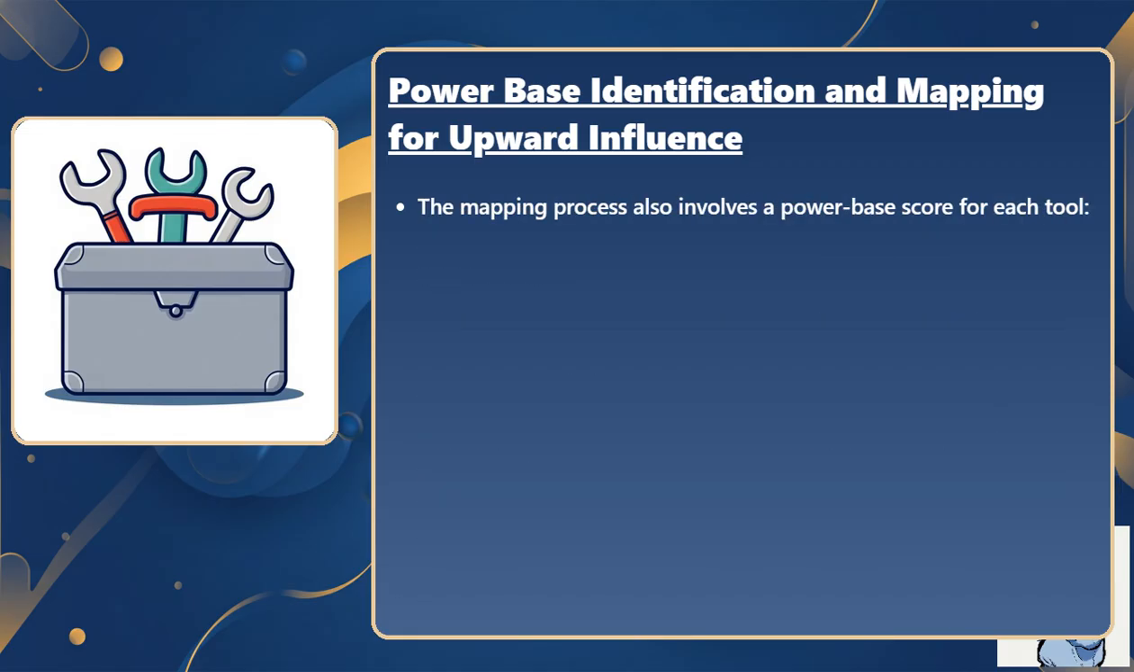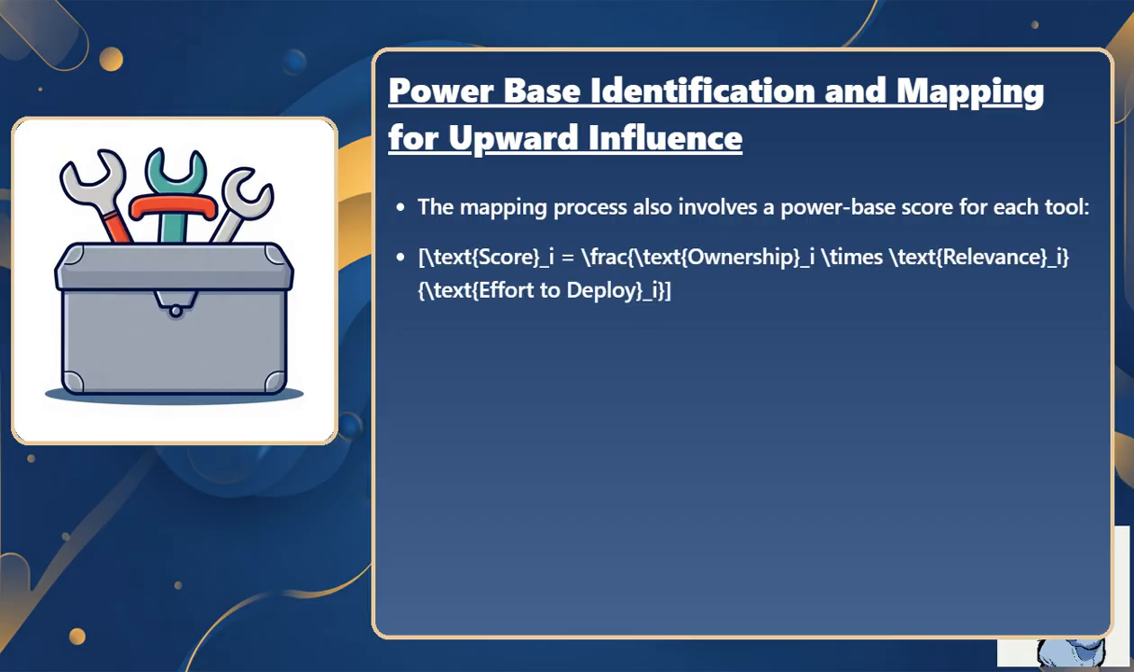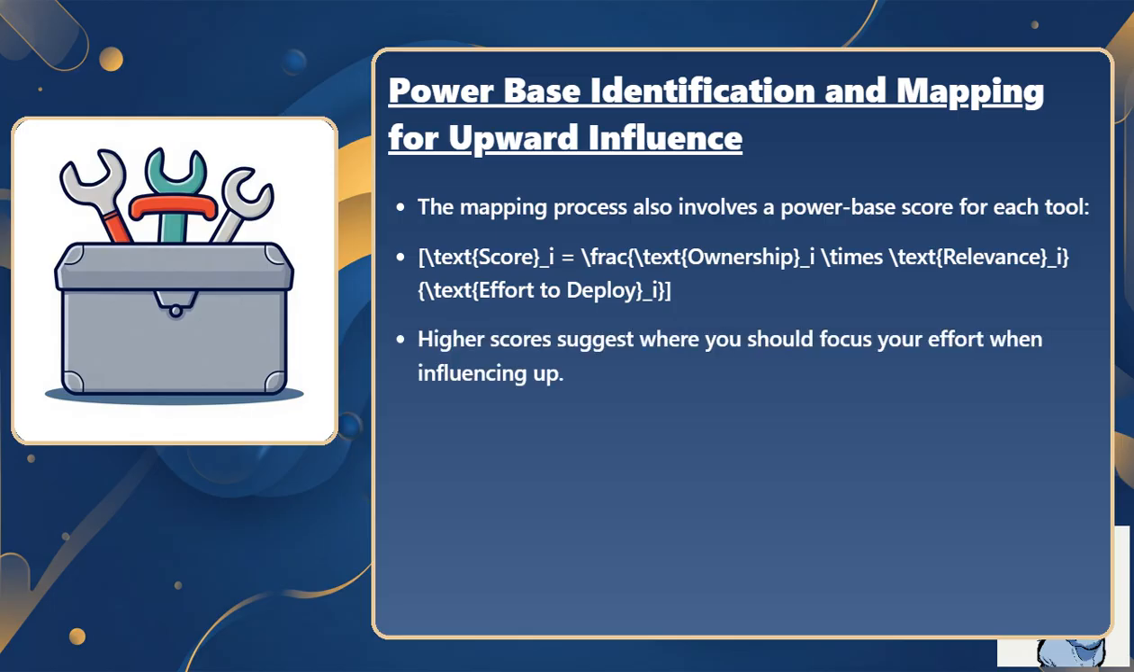The mapping process also involves a power base score for each tool. Score sub i equals ownership sub i times relevance sub i divided by effort to deploy sub i. Higher scores suggest where you should focus your effort when influencing up.